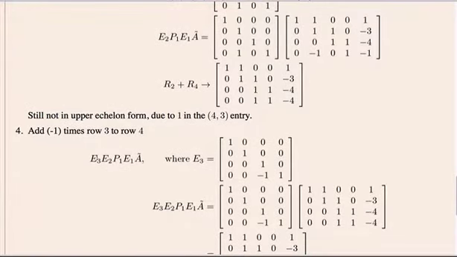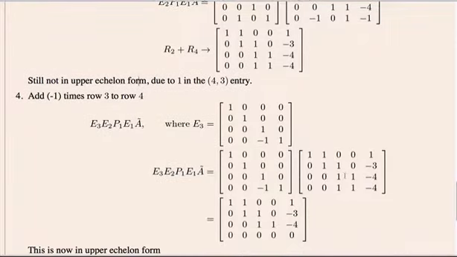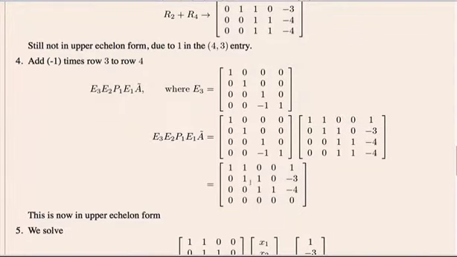And then with this E3 times this previous matrix, E2, P1, E1, A tilde, what we get is that the third row, minus 1 times the third row added to the fourth row, or third row subtracted from the fourth row, we actually get 0 for the fourth row. And this is now in upper echelon form.